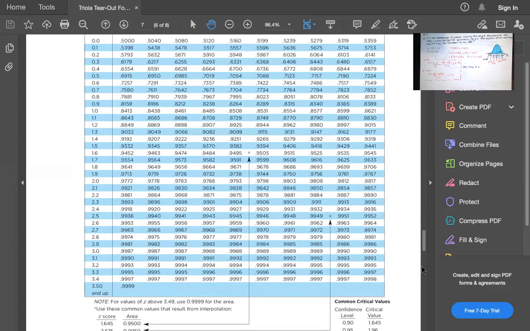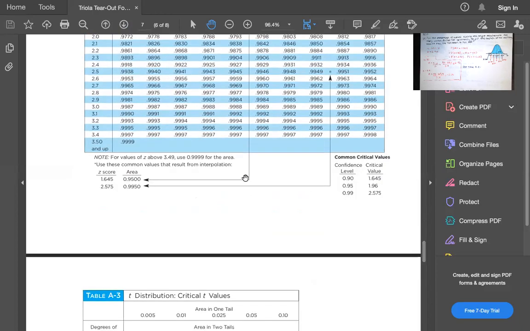Now, the positive z-scores on this chart only go up to 3.5. It says 3.5 and up, use a probability of 0.9999. Almost 1, but not quite. Obviously, that is not a perfect probability, but it's good enough for us.